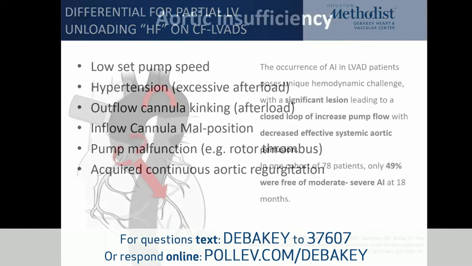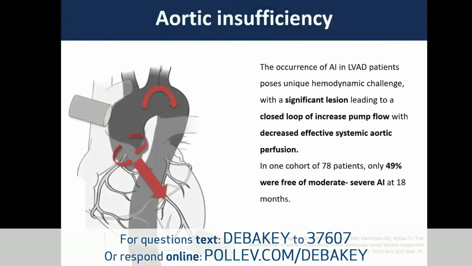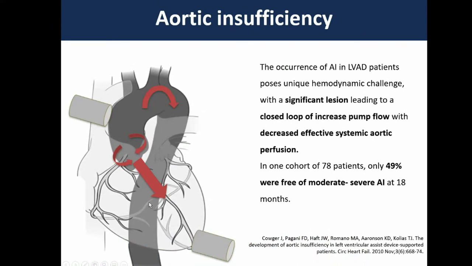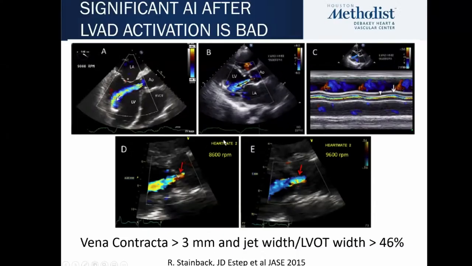Now, aortic regurgitation is a problem. If there is a significant lesion, it results in formation of a closed loop, and so there is ineffective forward flow. Up to 50% of patients can develop moderate to severe aortic regurgitation at 18 months, and it is associated with poor outcomes.